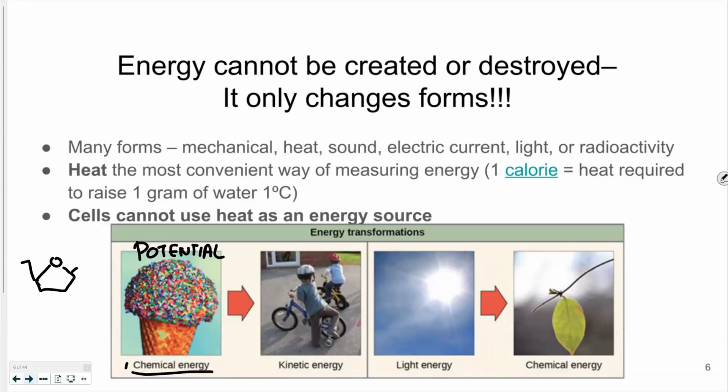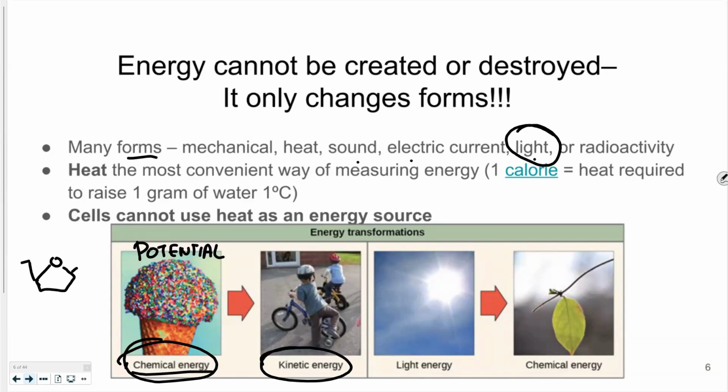Energy is going to be able to take on many forms. We can have mechanical energy, heat energy, sound, electric, light energy. So we're going to talk about light energy. We're going to talk about chemical energy. We'll talk about kinetic energy in this course.